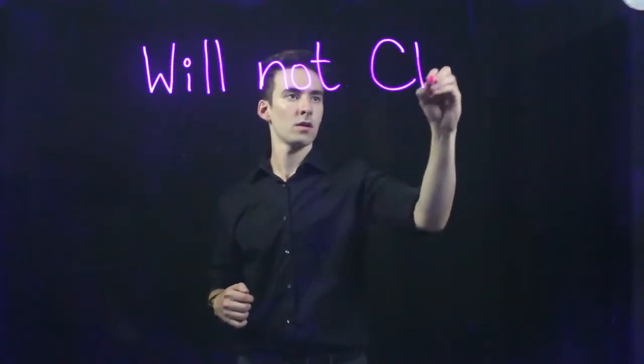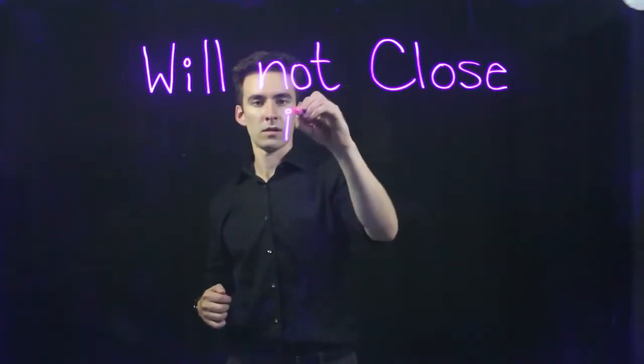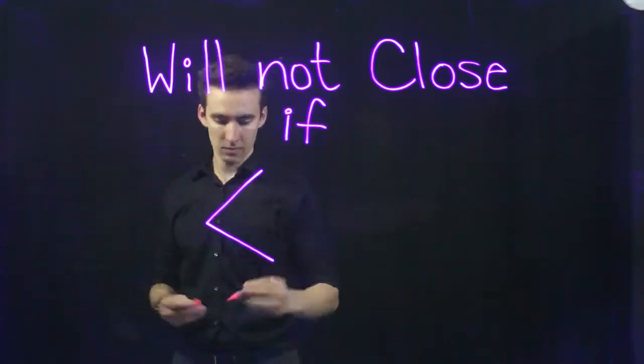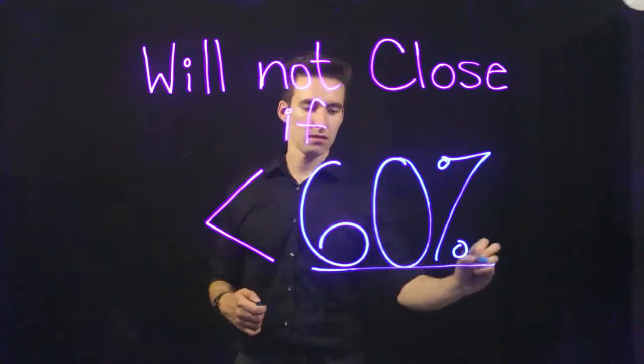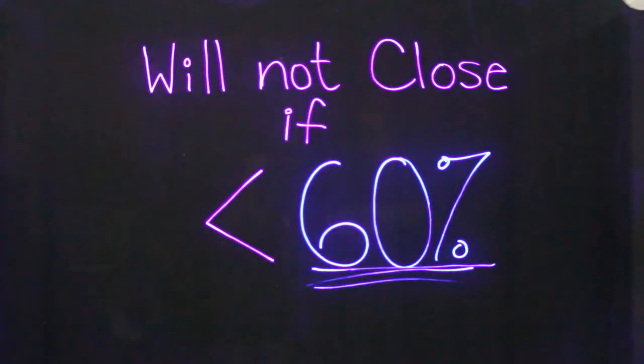Typically, any lead with a score below 60% will not close. So when a lead scores below 60%, the best option is usually to either discard it or move on to a different lead that scores above 60%, like the one that we just reviewed in our example.